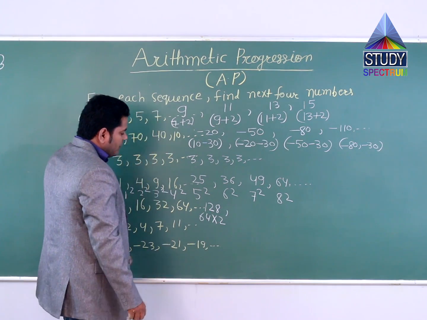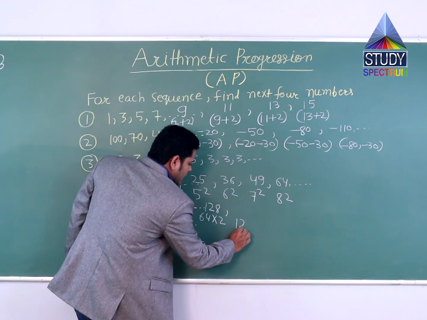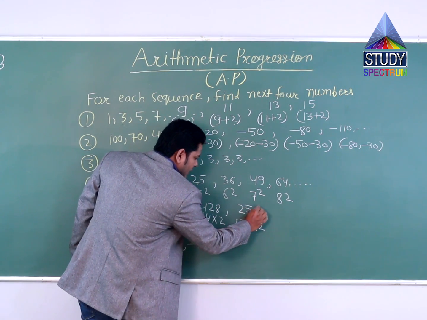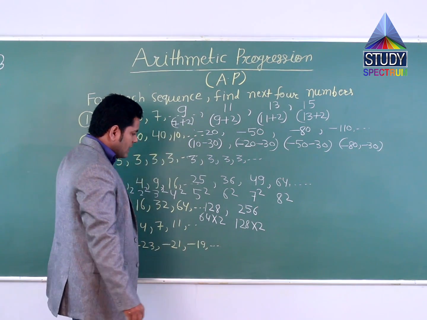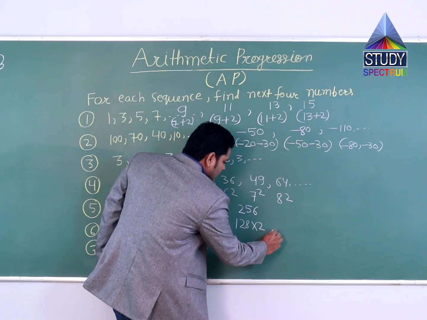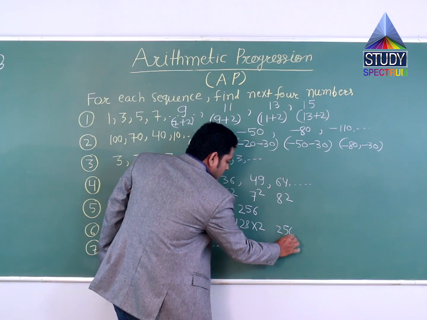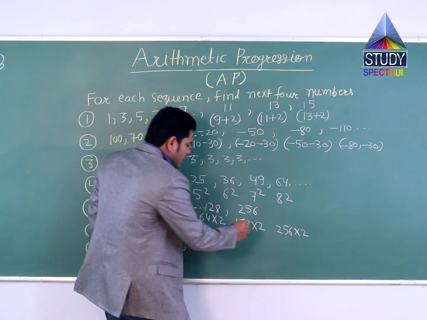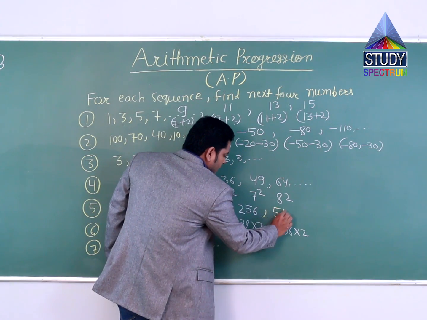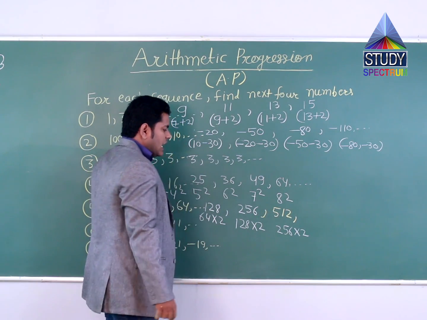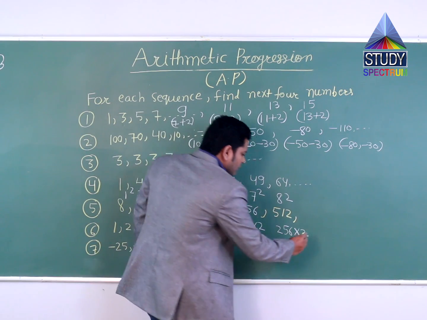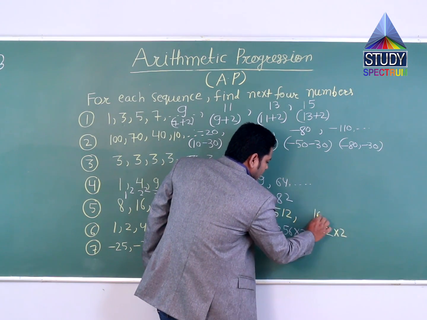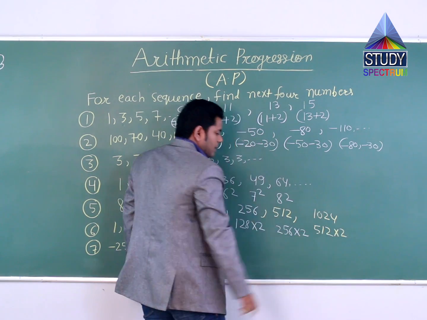Okay. What will be the next term? 128 into 2, that is 256. And what will be the next one? 256 into 2, so it is 512. And what will be the next one? It will be 512 into 2, it will be 1024.